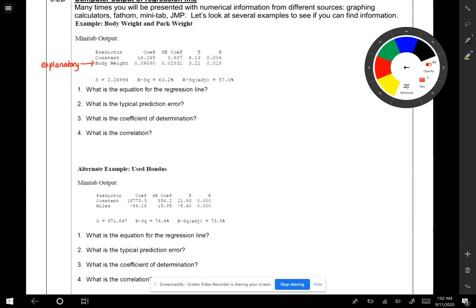The slope is right here. Okay, the constant tells you that's your y-intercept. So this is your y-intercept.